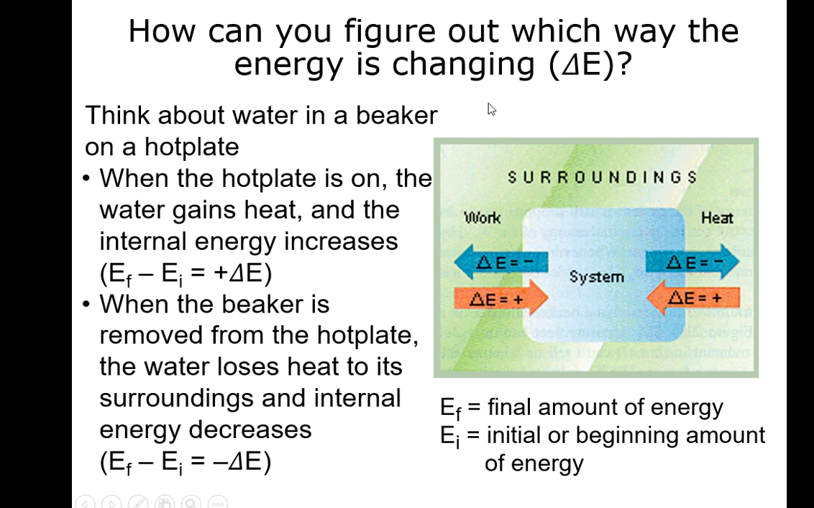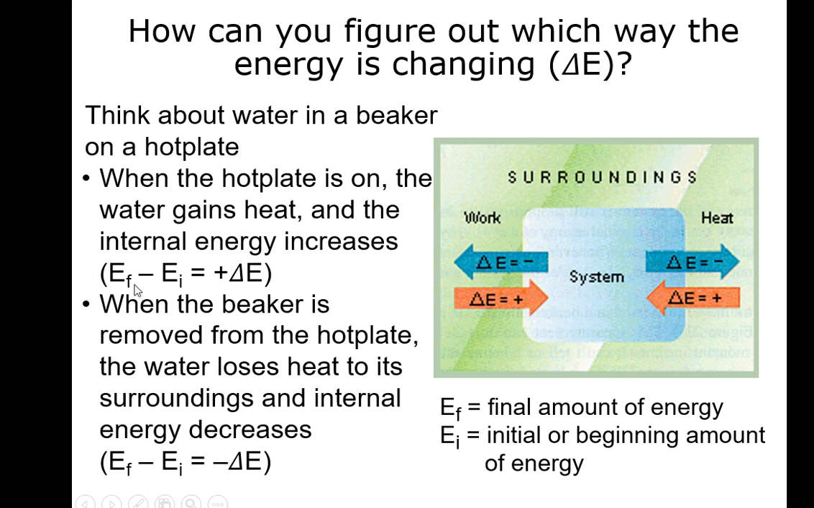So you filled a beaker with water, you put it on the hot plate, you turn it on, the hot plate starts to get hot. Now, when the hot plate's on, the water is going to begin to get heat. The heat is going to move from the hot plate into the water by conduction. And as the water gains heat, the internal energy of our system, of our water inside the beaker, starts to increase.